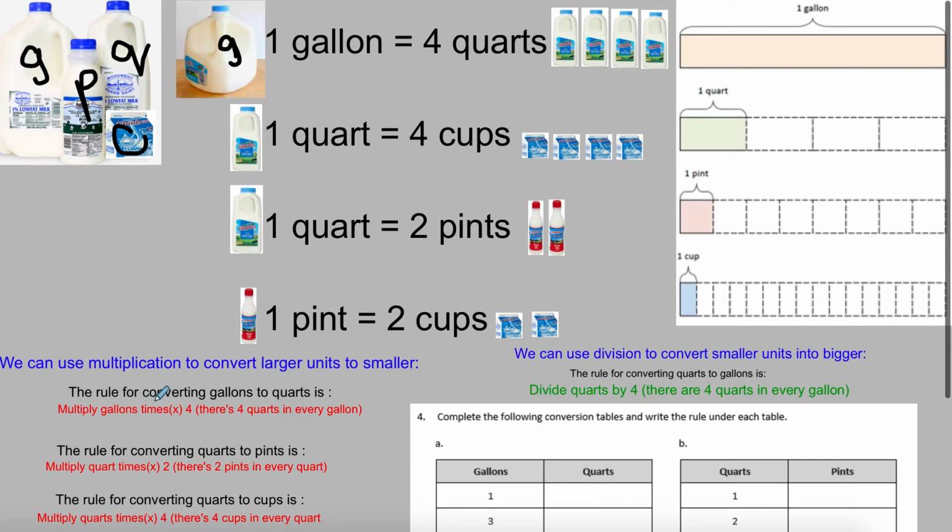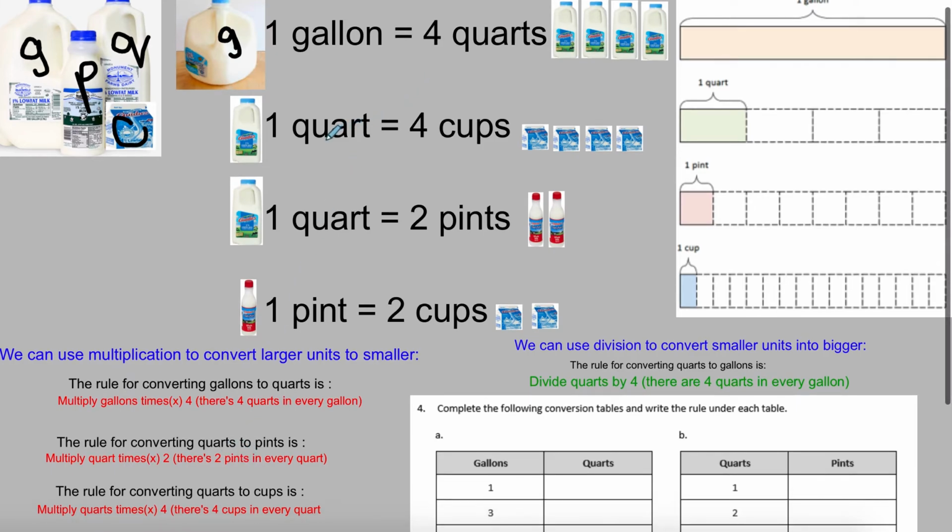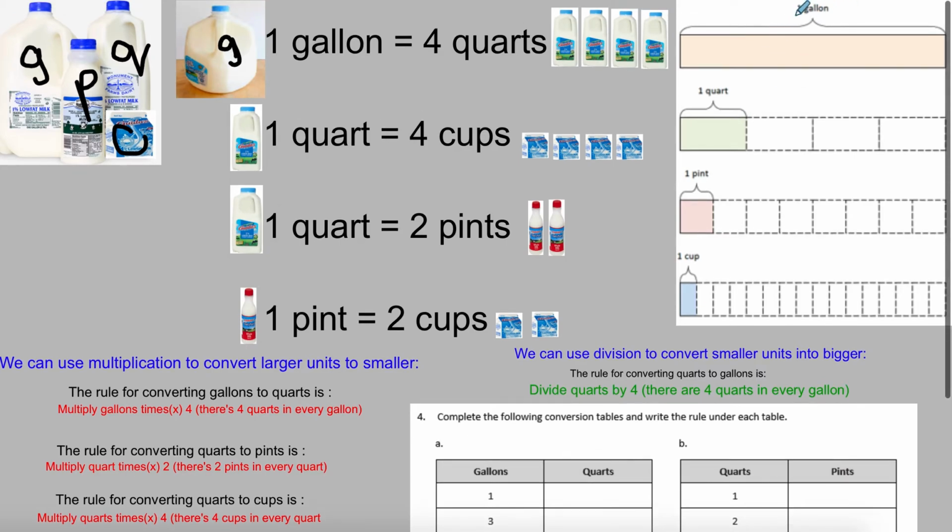We did that the other day. We can talk about multiplying gallons times 4 to get quarts, multiplying quarts times 2 to get pints, because 1 quart has 2 pints. We can talk about multiplying quarts times 4, because in 1 quart there's 4 cups. So if I multiply times 4, it'll tell me how many cups are in a quart. But I want to use this graphic a little. This is 1 gallon in our bar model, okay? Our tape diagram.